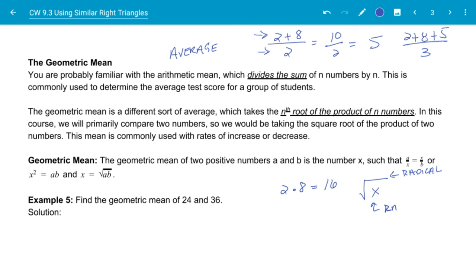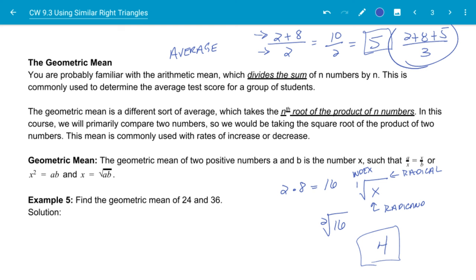This is called our radicand, and this is called our index, and that index is talking about the nth root. Since I have 2 numbers, my index there is going to be 2, which is basically just the square root. So the square root of 16 is 4. So if I have 8 and 2, the arithmetic mean or arithmetic average is 5. And when I take the geometric mean of 8 and 2, my geometric mean is 4.